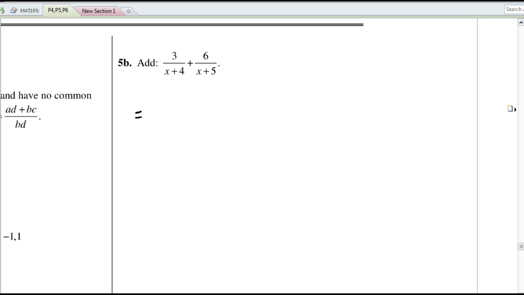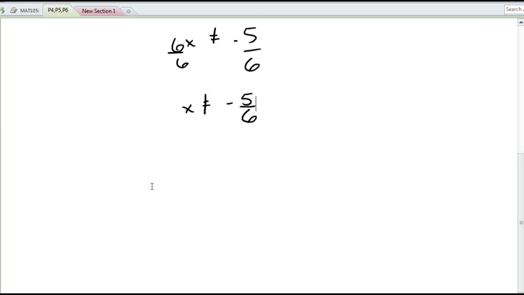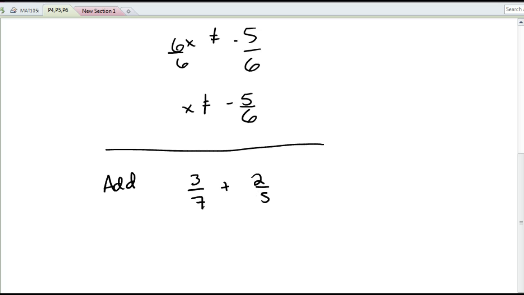So let's go back to where we were over here and review what it looks like when we had to add two numbers that didn't have the same denominator. Say we wanted to add 3 over 7 plus 2 over 5. Well, how did we add these fractions? The first one, we need to get a 5 in the bottom. So we're going to take 3 over 7 and multiply it by 5 over 5. And the second one, we're going to take 2 over 5 and multiply it by 7 over 7. And then both denominators will end up being 35.